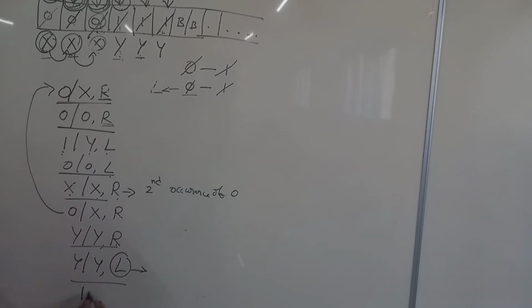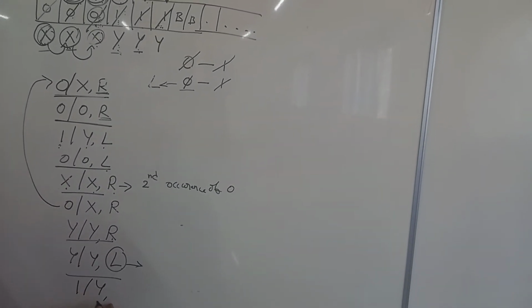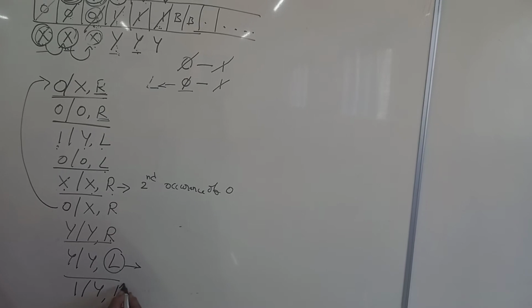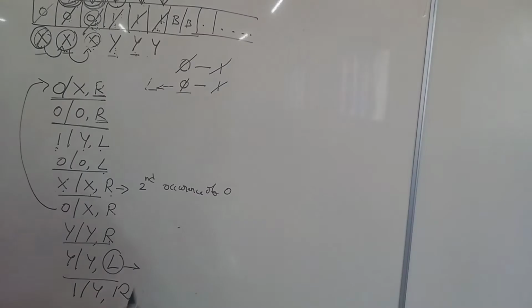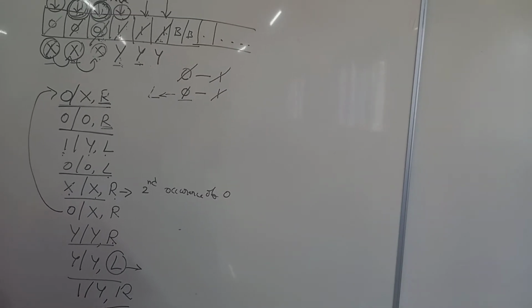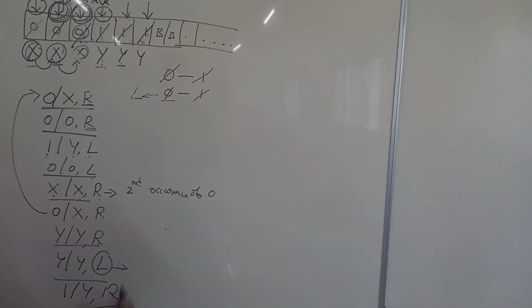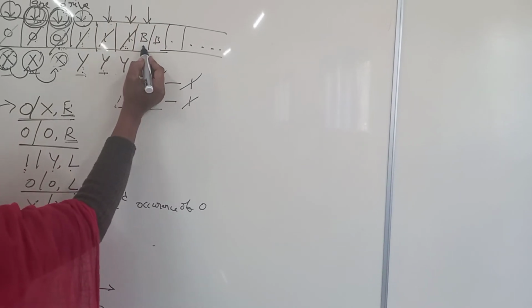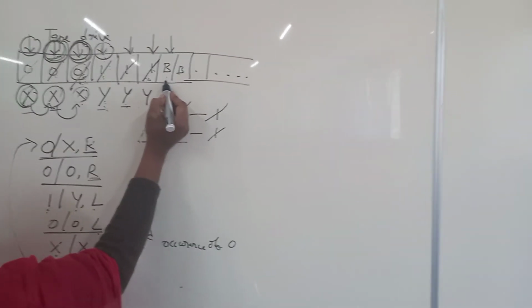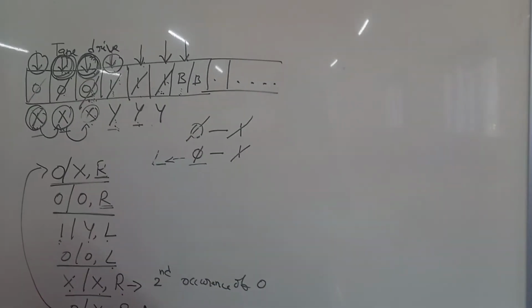The symbol 1 is there, and we need to update it with Y, and then we move to the right direction. Again 1, we need to update with Y and move to the right direction. Next, when we move to the right direction, observe the symbol. What is it? B is there. B indicates the blank space.